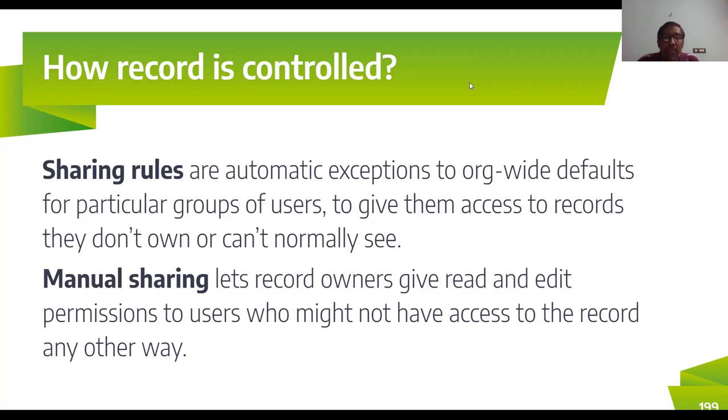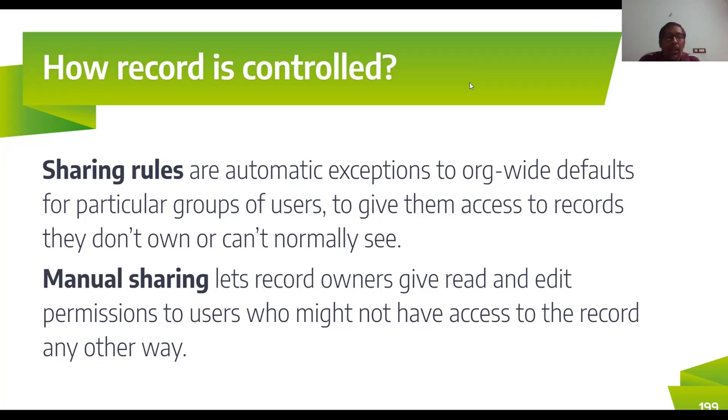Now coming to manual sharing. It lets record owners give read and edit permission to users who might not have access to the record any other way. Sharing rules are automatic sharing, whereas in manual sharing, the record owner gives read or edit permission to users who might not have access to the record. Those users don't have any access, right? The owner can manually grant access to those users. What kind of access? Read permission, edit permission, all those, right?